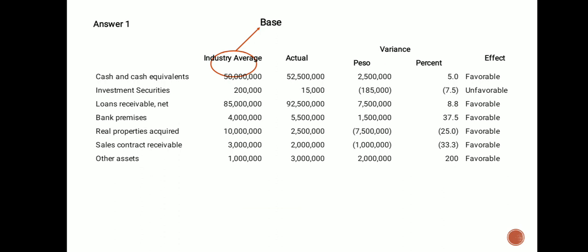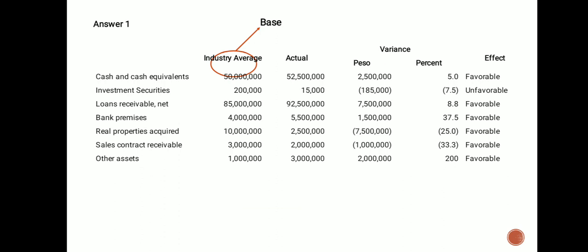That is favorable. We also have a sales contract receivable. There's a decrease of 1 million pesos or 33.3%. That is favorable. And we have other assets. There is an increase of 2 million pesos. That is equivalent to 200%, and that is favorable. Okay.